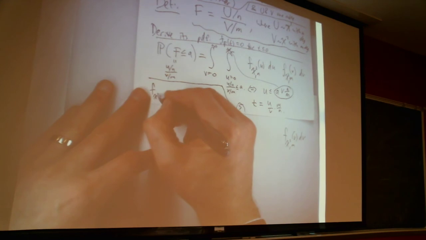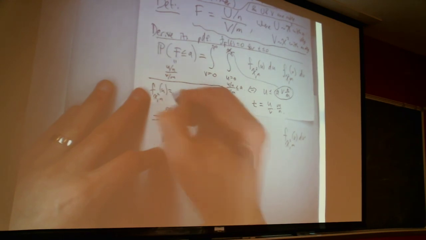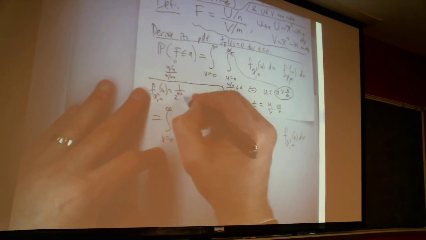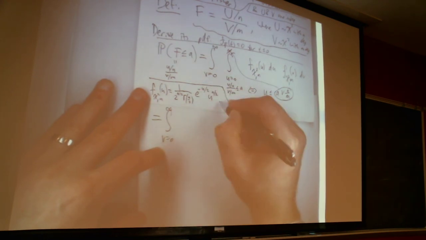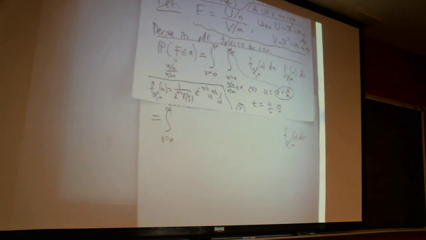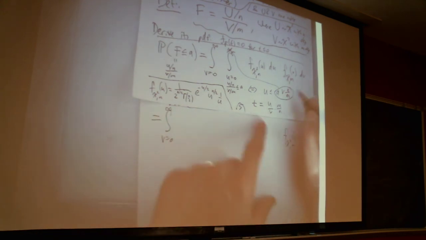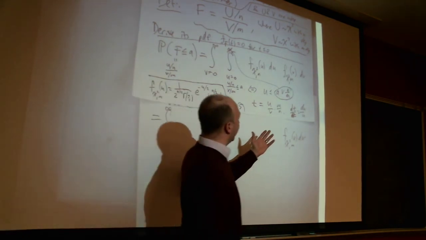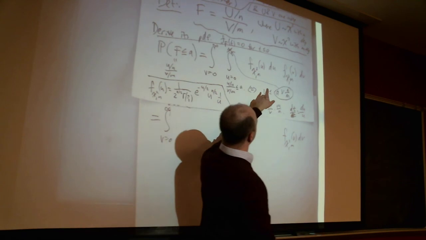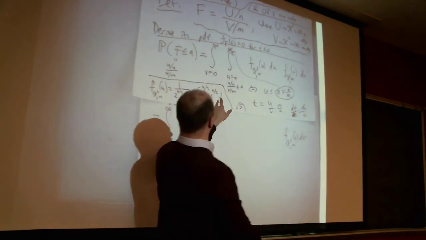Recall that f chi squared with n degrees of freedom of u is equal to 1 over 2 to the n over 2 gamma of n over 2 times e to the minus u over 2, u to the n over 2, 1 over u. That's just what a chi squared is. So when I make that change of variables, what is dt over t as compared to du over u? We don't even have to do it anymore, right? This is second nature. That's the beauty of having a 1 over u du. So that part we don't have to worry about.